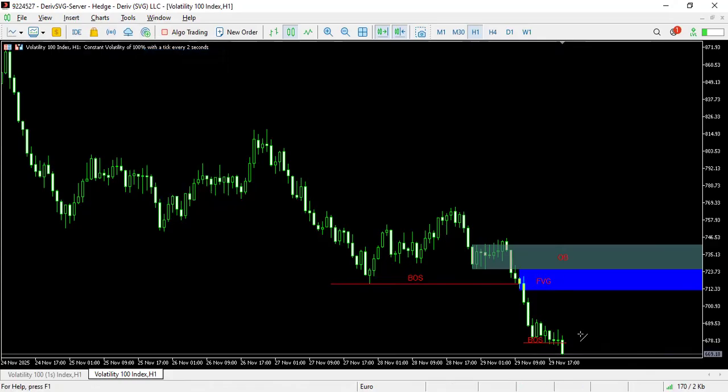So this is a move I'm expecting. I'm waiting for price to clear that liquidity to go and tap into that order block. And then we can expect a move to the downside like that. So those are the setups that I'll be waiting for this week.